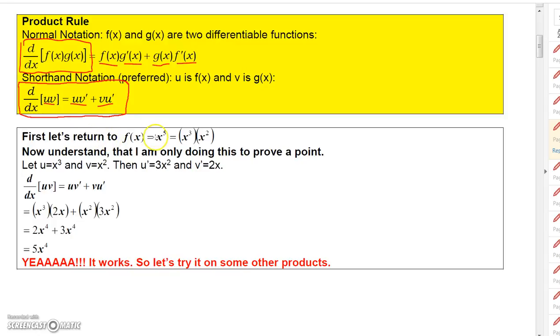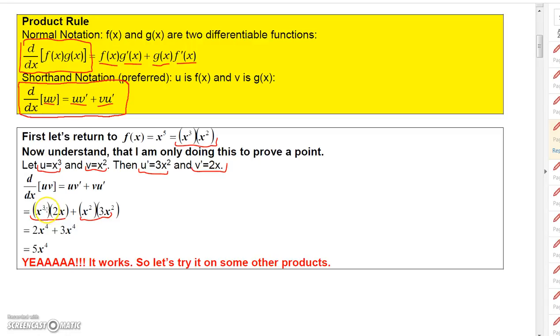Now let's return to our example and see what would happen. If we found the derivative of x cubed times x squared using this rule, then u would be the first factor, x cubed. v would be the second factor, x squared. Then u prime would be the derivative of x cubed, which is 3x squared, and v prime would be the derivative of x squared, which is 2x. So if we applied this rule, we would take u times v prime. So I'd take x cubed times 2x, and then I would add to that v, which is x squared, times u prime, which is 3x squared.